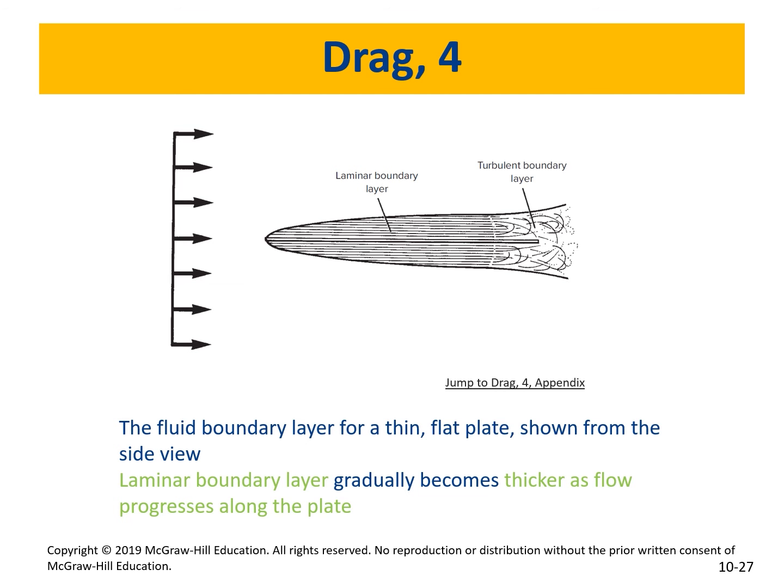Okay, so laminar flow and turbulent flow. If you have this plate moving in a liquid, and it's passing through it, at the beginning you would have laminar boundaries, and then these boundaries start to go away from each other, and then after a while, toward the end, we get this turbulence. The fluid boundary layer for a thin flat plate shown from a side view: the laminar boundary layer gradually becomes thicker as flow progresses along the plate, and then we end up with the turbulence. Right. So that's very important.